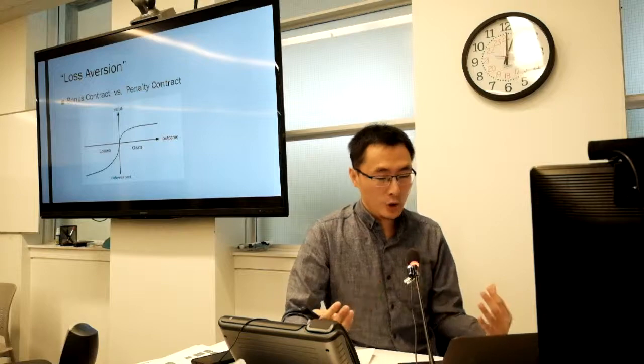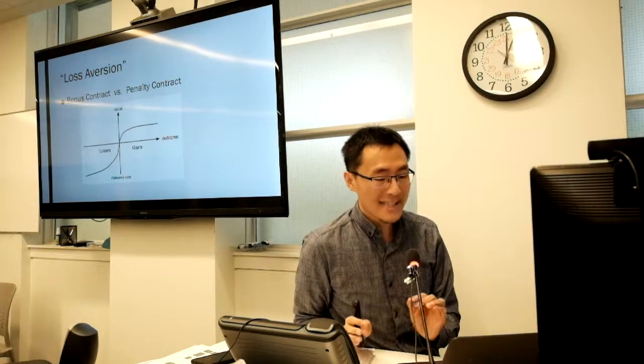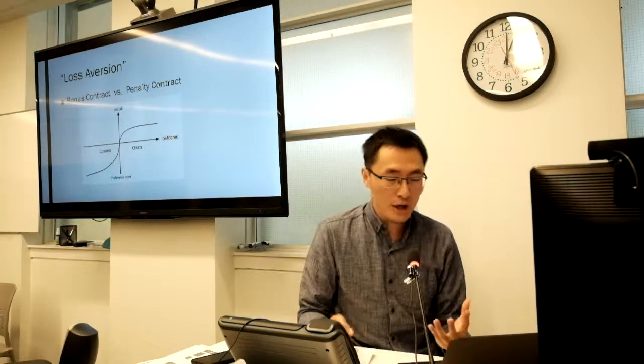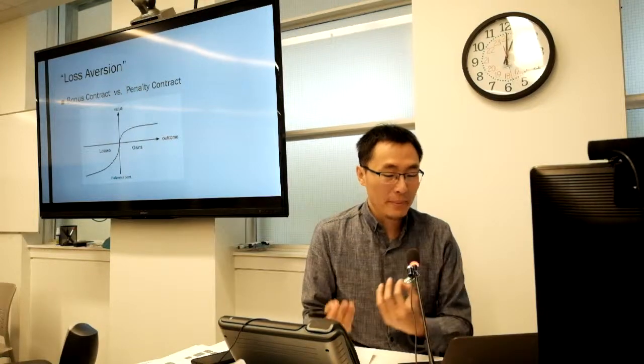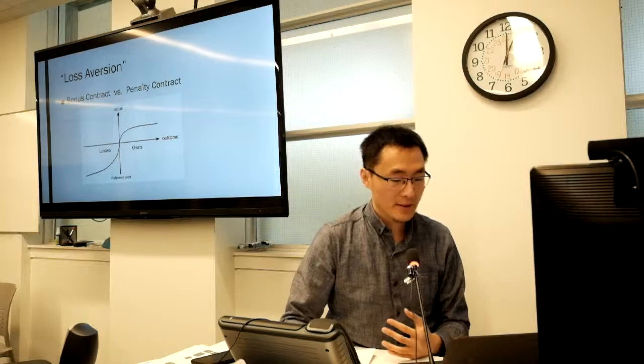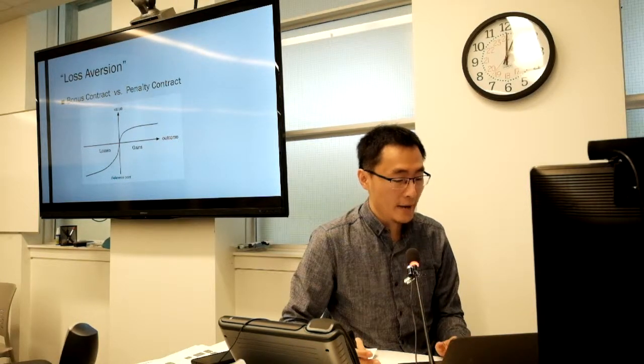And I told you that workers in the second group, the penalty contract, worked 1% harder because the loss of 80 RMB just feels bigger than the gain of 80 RMB, which their counterparts are experiencing. And this chart kind of explains why this happens.